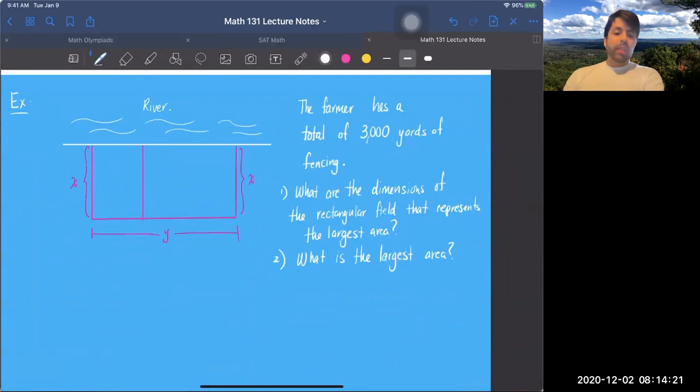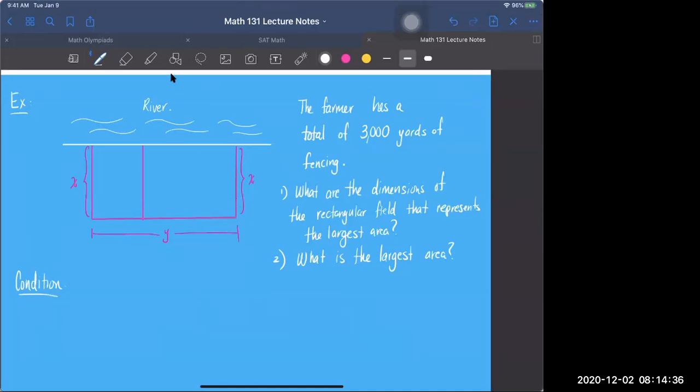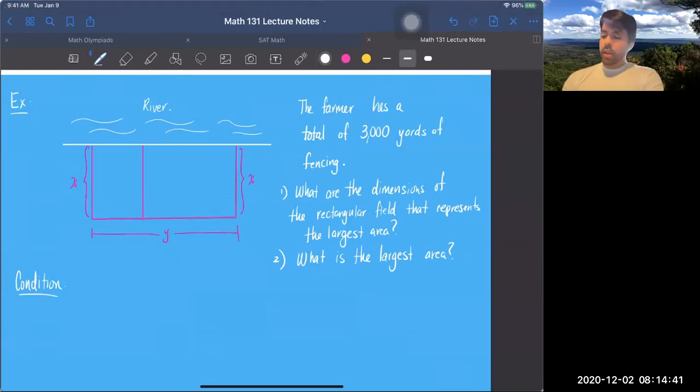So now the question is, what is the restriction? How do I write my restriction or my condition? What is the restriction behind this problem? The fencing is 3,000 yards. Yes, so the fencing is 3,000 yards. So all of this here, that's my restriction or condition, right? So now the question is, how do I describe that condition mathematically?